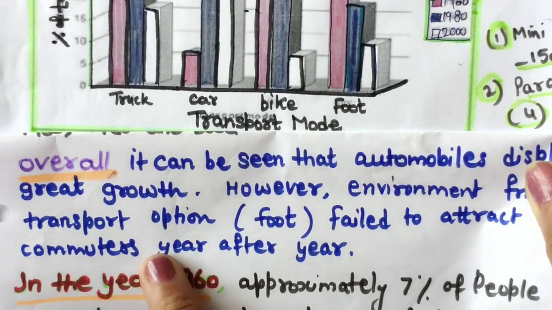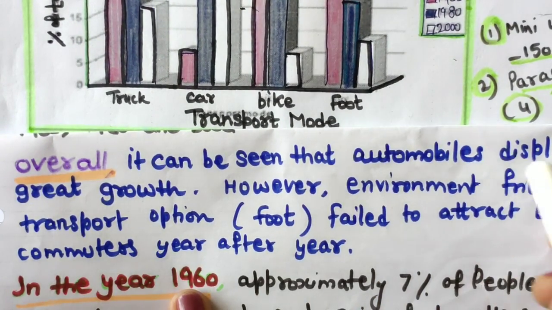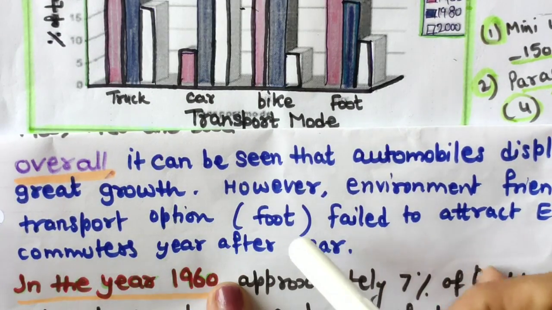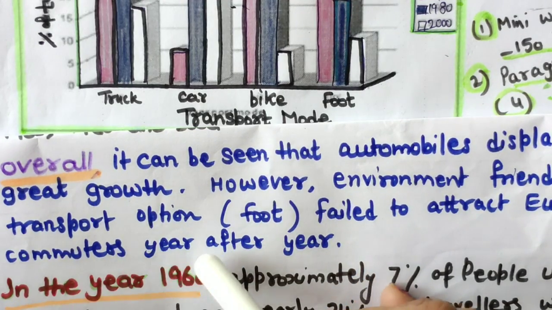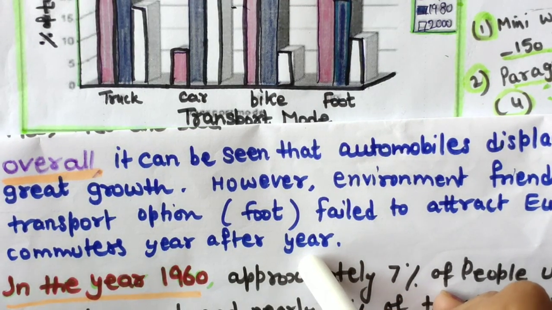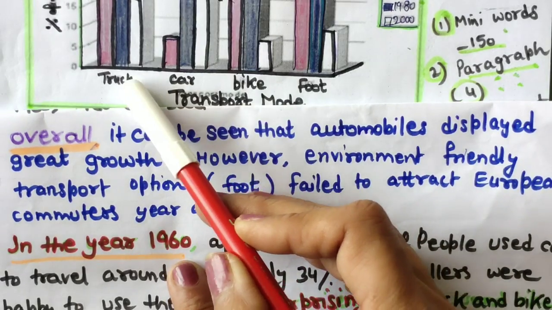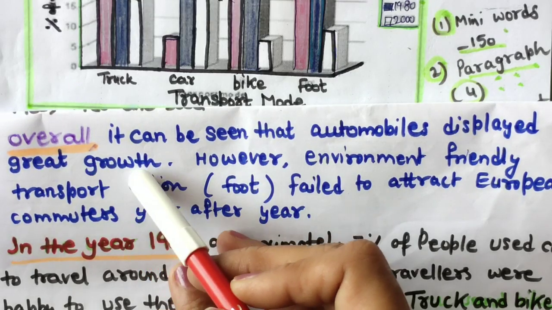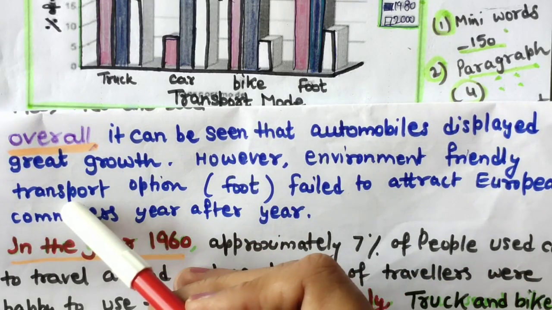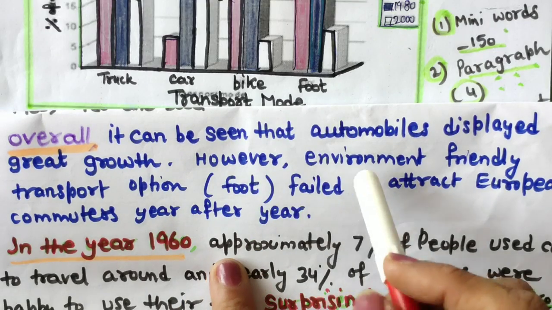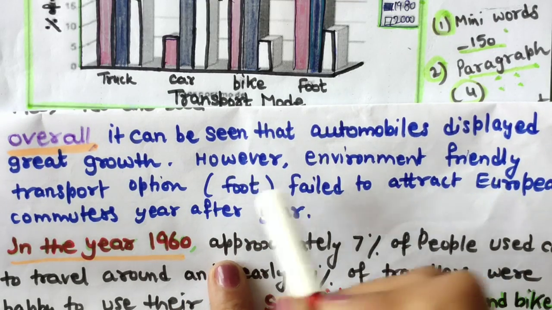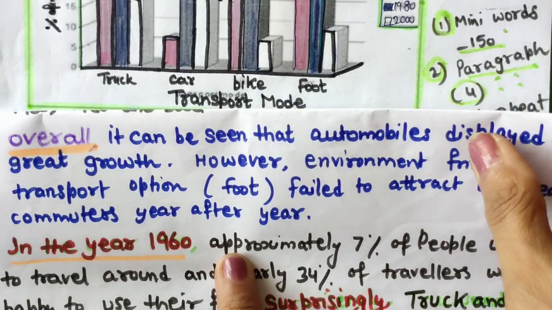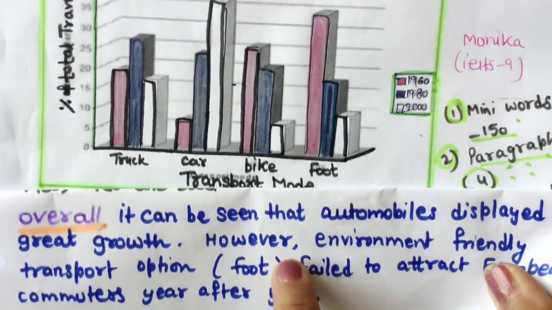So what I have written: overall it can be seen that automobiles displayed great growth. However, the environment friendly transport option, foot, failed to attract European commuters year after year. Automobiles, truck, car, bikes displayed great growth. However, the environmentally friendly transport option, foot or walking, you can write here, failed to attract European commuters year after year. This is the common thing I have just analyzed, a conclusion kind of thing. You can write it in the overall paragraph.